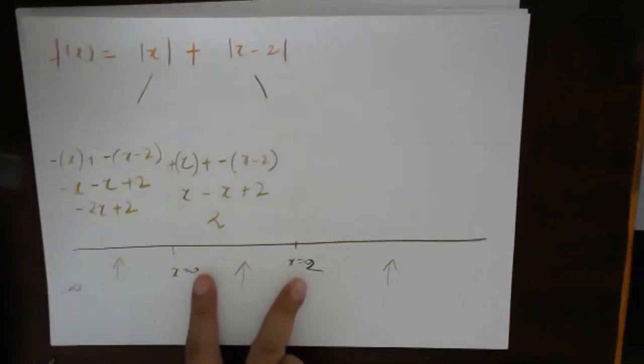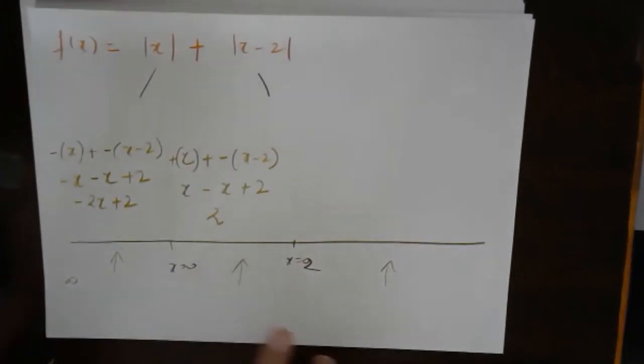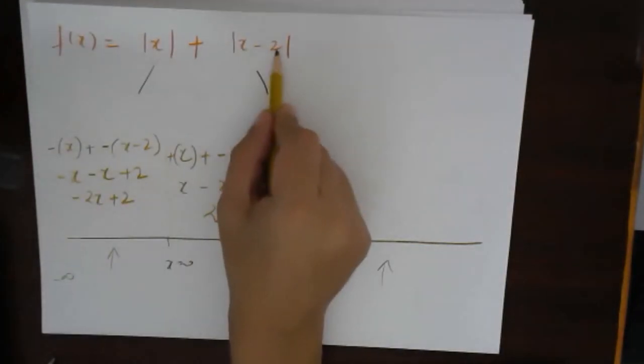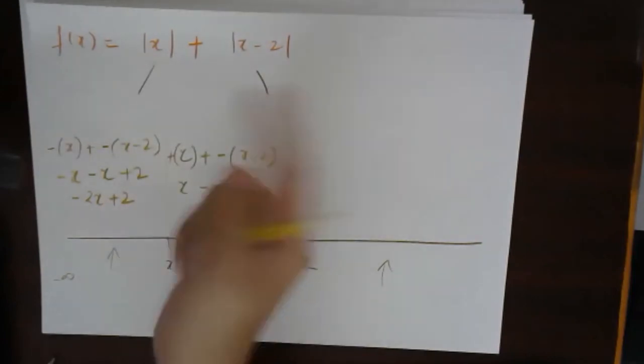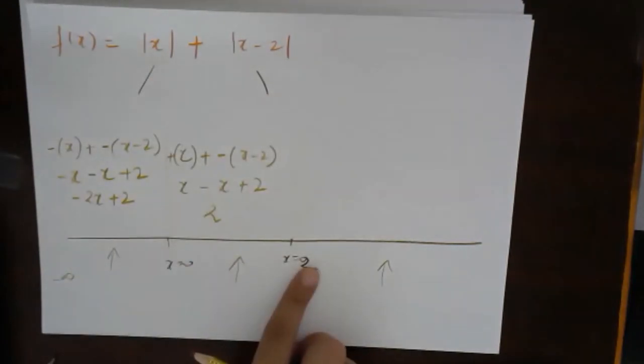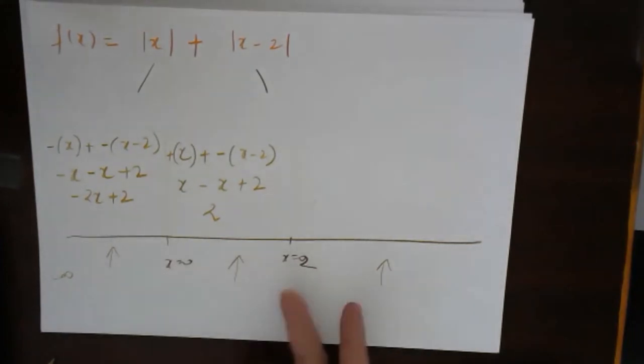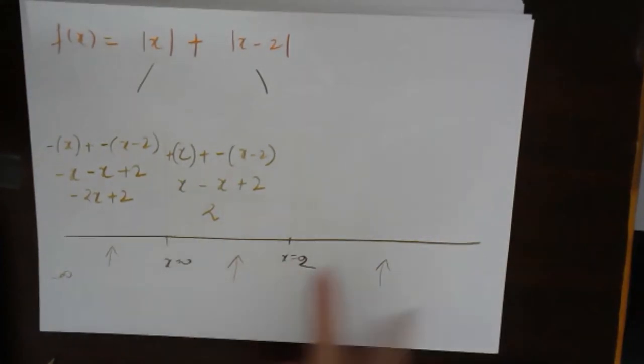Suppose I substitute 1, let's check what we are getting. Modulus of 1 is 1. 1 minus 2 is minus 1, so modulus becomes 1. 1 plus 1 is 2. Understood? So anything between 0 and 2, it will be 2. I can include 0 and 2 also. It won't make any difference.